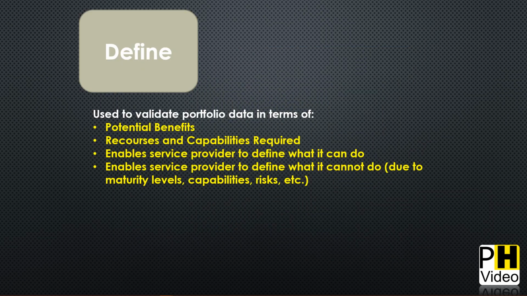Let's look at define. Use it to validate portfolio data in terms of benefits, resources, capabilities, what it can do for the customer and what it cannot do. This is really important also. When you're defining a service, make sure not only to say to yourself, well, I'm going to give my customer A, B, and C. That's great. What aren't you going to give to your customer? Never exceed your organization's maturity level. This is important because you don't want to promise the customer something and then, like I said before, under-deliver.